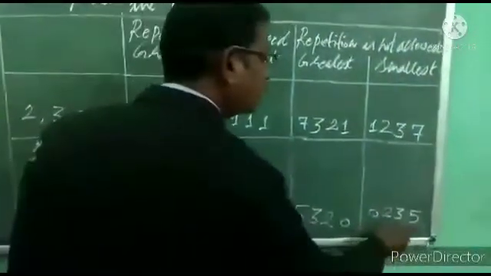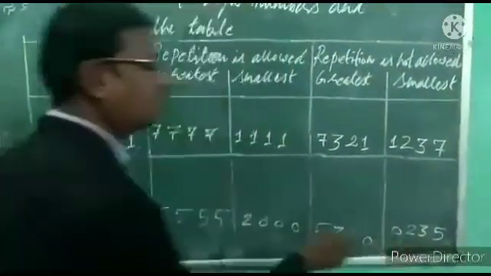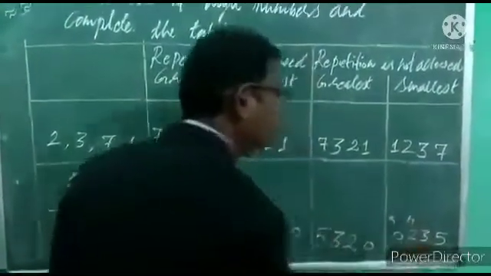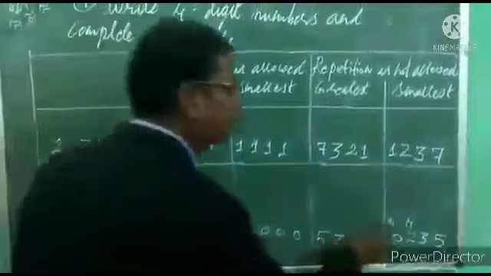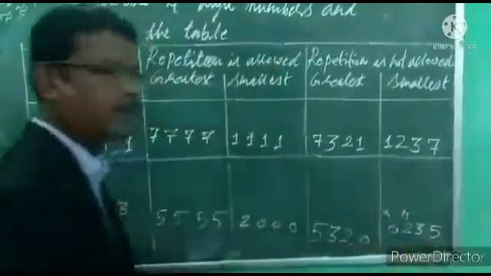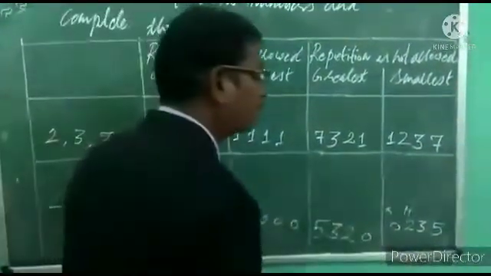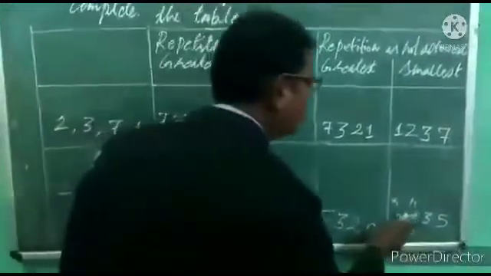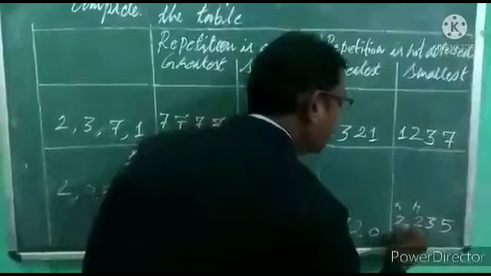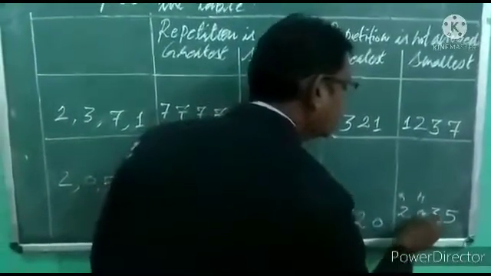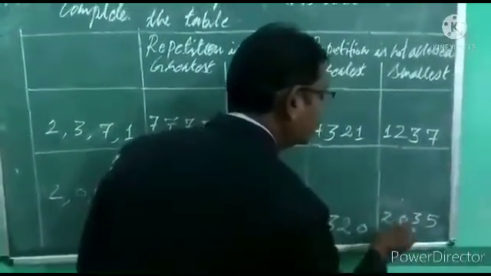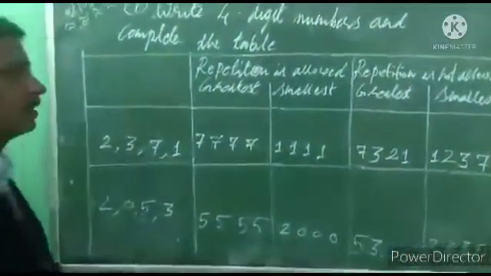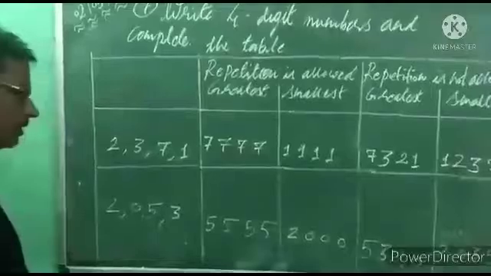This is a 3-digit number, but we need a 4-digit number. So you have to interchange the places. 1, 10, 100, 1000. This is 1000 and this is 100. So you have to interchange their places. In place of 1000 you have to take 2, and in place of 100 you have to take 0. 0 you have to put in the second place. Here you have to write 2 and here you have to take 0. 2035 is the smallest 4-digit number.